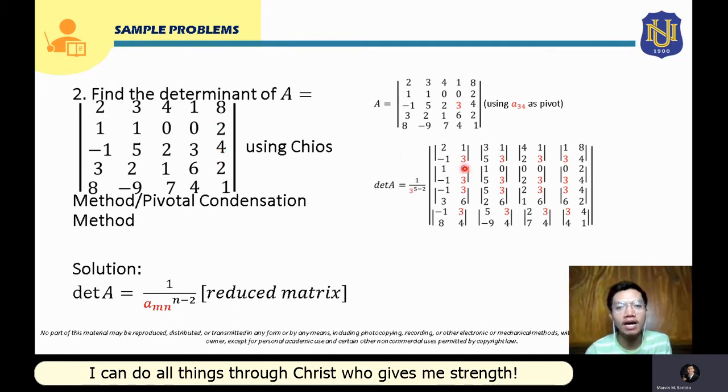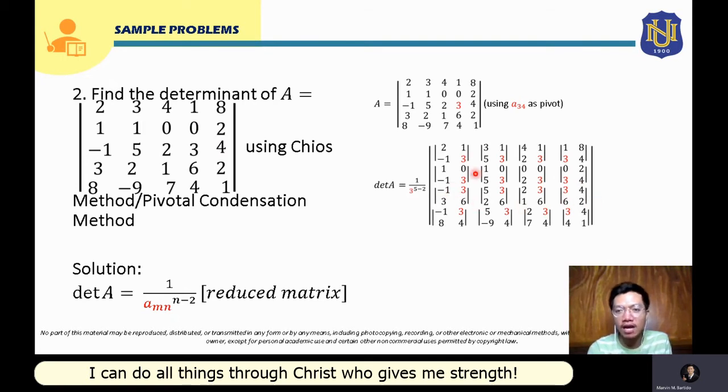Now for the second row, we will again follow that pattern. That will be 1, negative 1, 0, 3. We will use 3 as pivot, remember that. So this will be that 2 by 2 matrix, 1, negative 1, 0, 3. Now for the second 2 by 2 matrix here, we will just move to the right. That will be 1, 5, 0, 3. For the next 2 by 2 matrix, that will just be 0, 2, 0, 3. Now for our last 2 by 2 matrix in the second row, that will just be 0, 3, 2, 4.